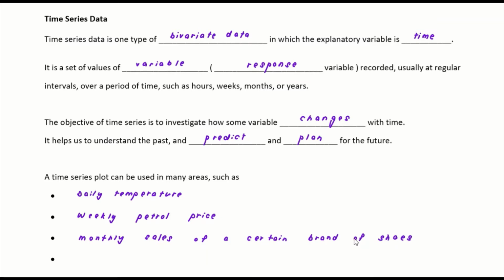The last one, maybe we can talk about annual profit of a company. So these are all the examples where we can use time series data to help us observe and do the analysis. All right, I hope that you can get the idea now.